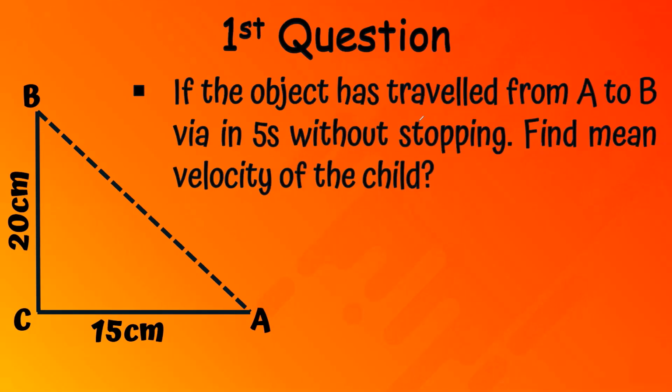First question, Roman number 5. If the object has traveled from A to B in 5 seconds without stopping, find the mean velocity of the child. So how to find mean velocity? Mean velocity means total displacement divided by total time.